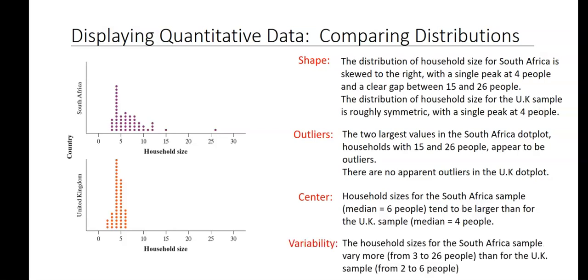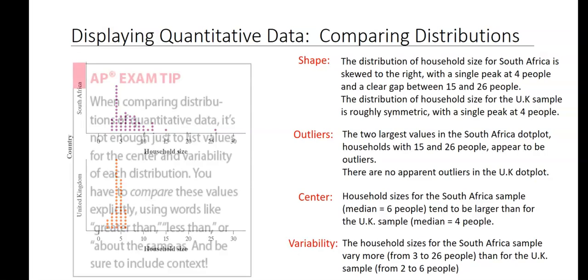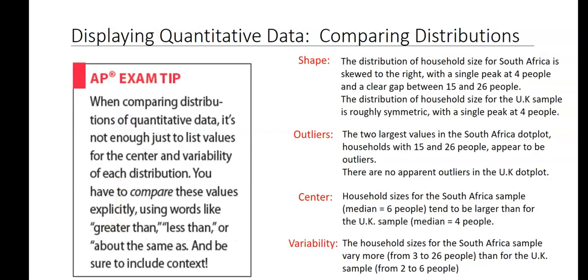And again, right now we're just going with, well, South Africa goes from about 3 to 26, and UK ranges from about 2 to 6. So a lot smaller variability in the UK. So again, talk about which one varies more or which one varies less. It doesn't matter which way you go as long as you use comparative words. That's the big thing with this. So once you get the hang of doing all that.